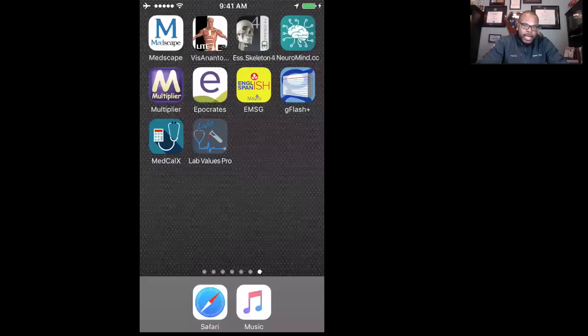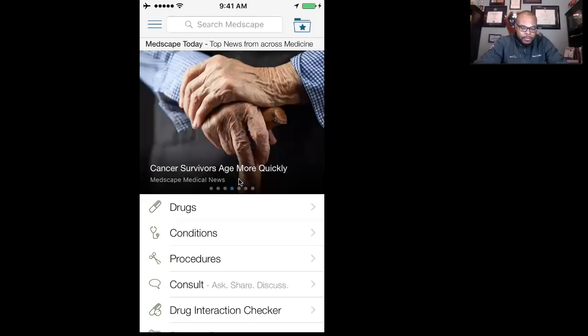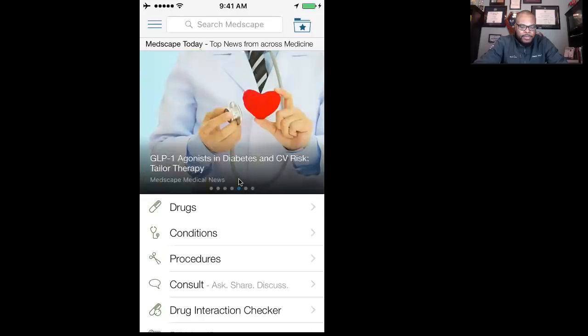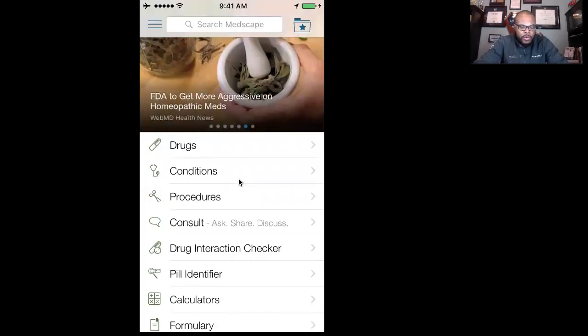So here we go. 10 apps that you can have in your phone. The first one is Medscape. Medscape is a free app that you can download. You have to sign up on their website or through the app. But it has any type of condition that you want to look up.